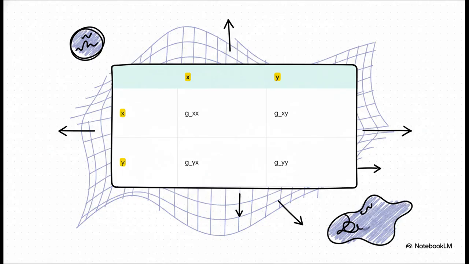So these 4 numbers, the scaling factor for x, the scaling factor for y, and those 2 cross terms for the angle, these are the components of our metric tensor. And we can arrange them all neatly in a little 2x2 grid, or a matrix. It's really just a tidy way to keep all the information about our coordinate system in one place.